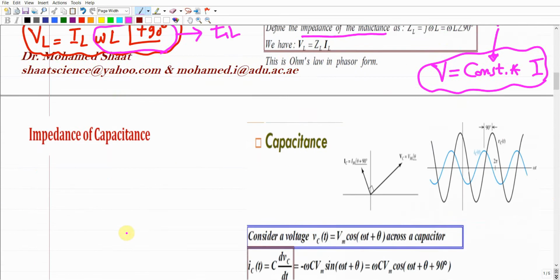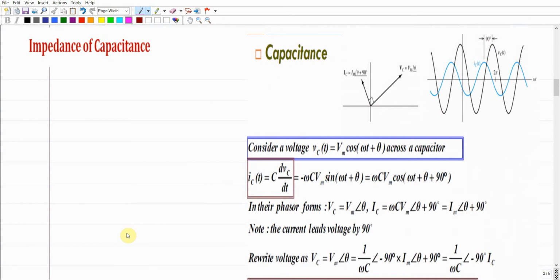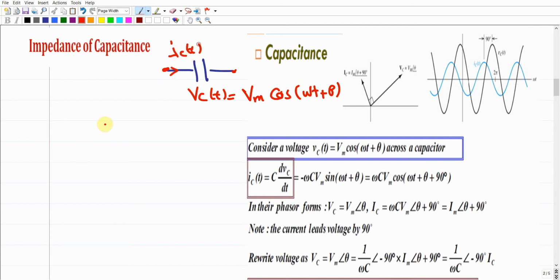The same thing can be applied for the capacitance. Let us assume that we do have a capacitor like this one, and there is a specific voltage over this capacitor, Vc as a function of time, that is already given: Vm, the peak, times cosine of omega t plus theta. So how much is the current over this capacitor as a function of time?